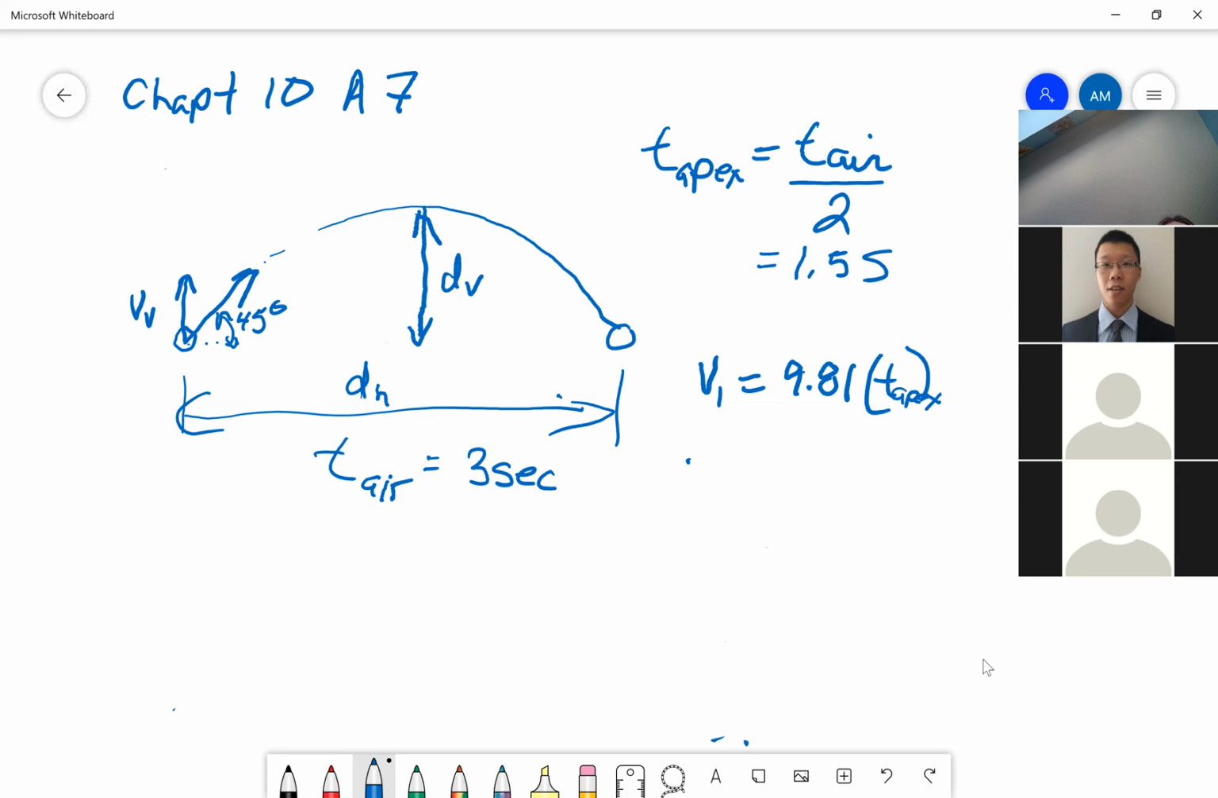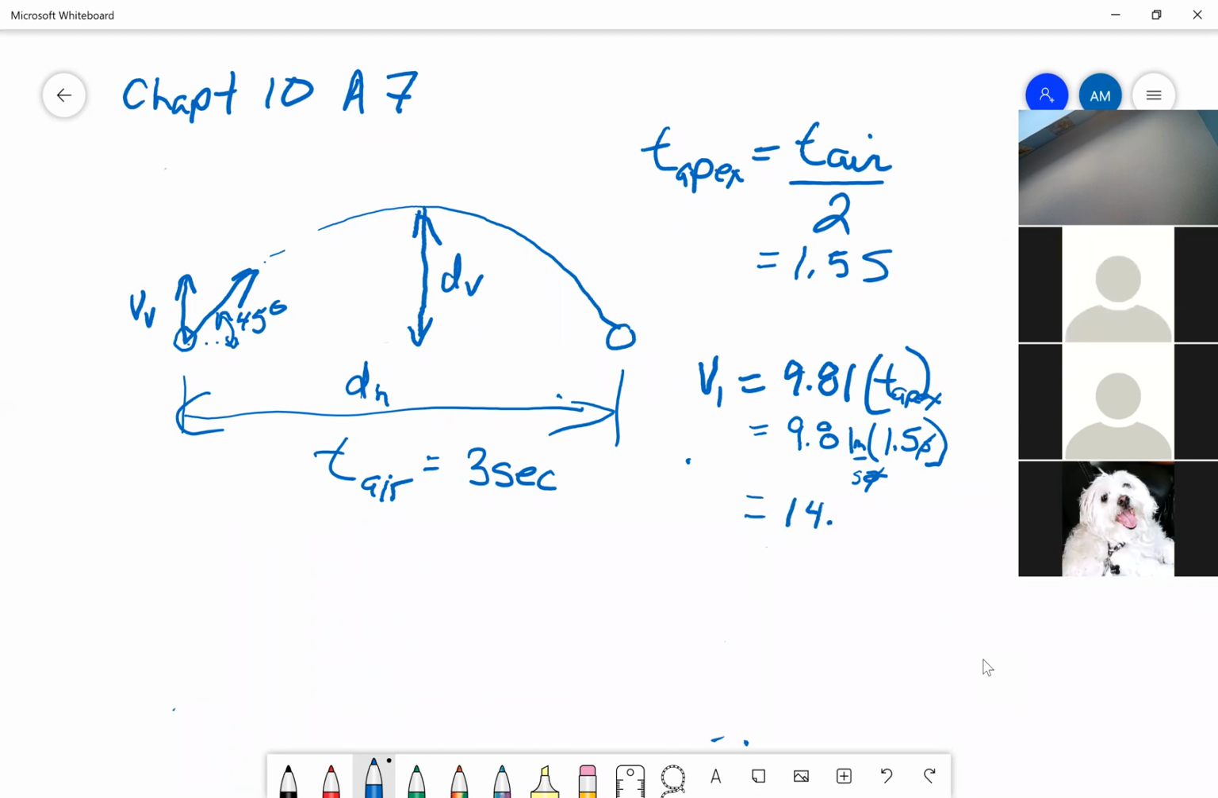So that's going to equal 9.81 times 1.5. This is in meters per second squared. This is in seconds, so that'll cancel and you'll be left with meters per second. So can somebody tell me what that is? 14.7 meters per second. So we know the velocity.